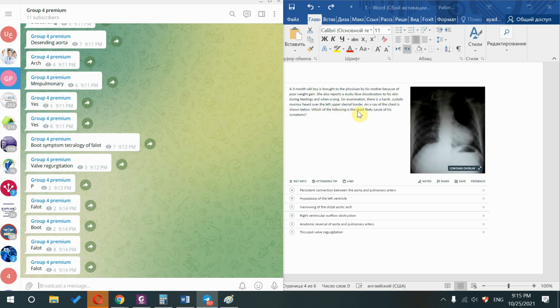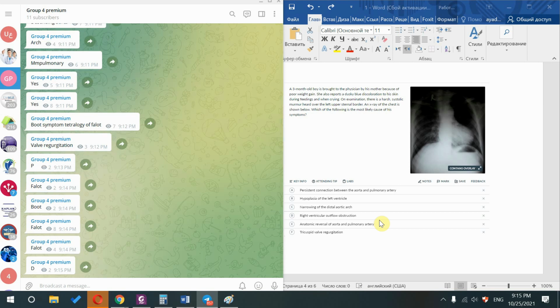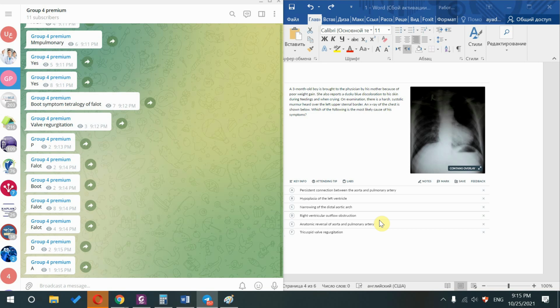Which of the following is the most likely cause of his symptoms? So what do you think, guys? Which one of these is associated with tetralogy of Fallot? I see something. More answers. Come on.